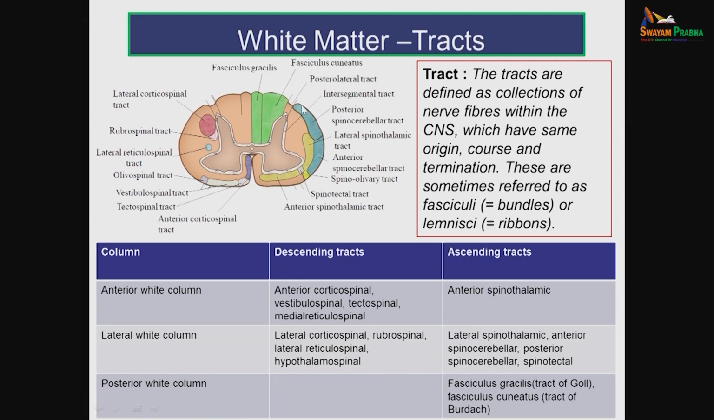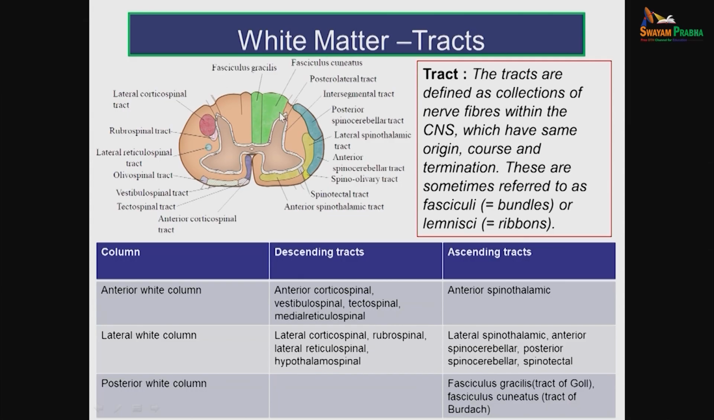This side shows the ascending tracts. In the anterior white column, you can see the anterior spinothalamic tract. In the lateral white column, you see the lateral spinothalamic tract and two tracts going to the cerebellum, that is, the anterior spinocerebellar and posterior spinocerebellar tracts. In the posterior white column, you can see two important tracts which constitute the posterior column pathway: medially the fasciculus gracilis, which I have already mentioned, and laterally the fasciculus cuneatus.